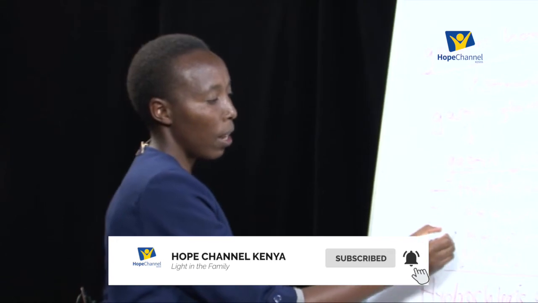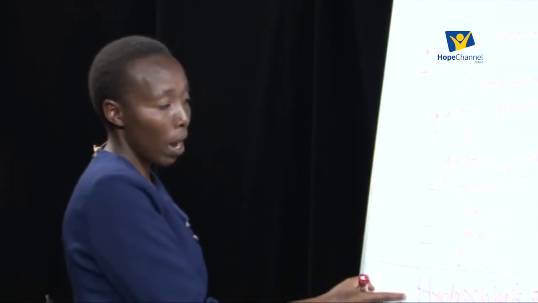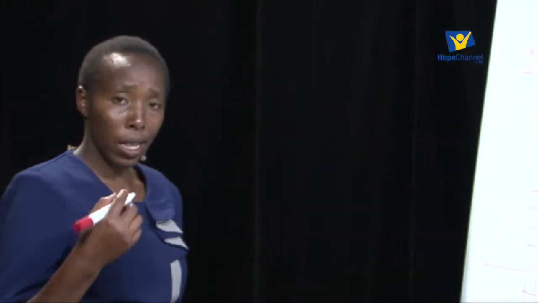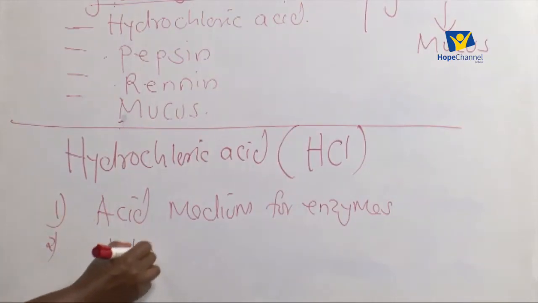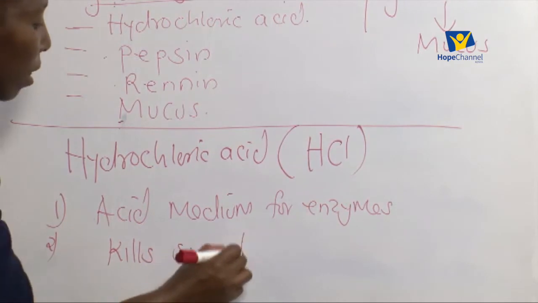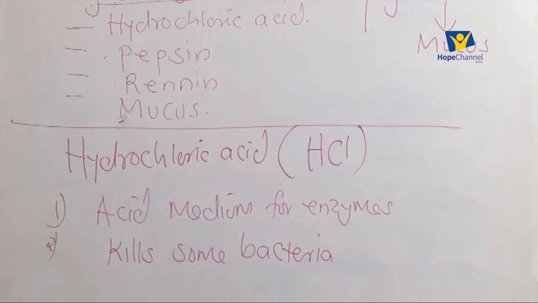Pepsin and renin work best in acidic conditions, and that is why we have hydrochloric acid. Number two, hydrochloric acid kills some of the bacteria that might be present in the food. I've used the word some: it kills some of the bacteria that can be present in the food.